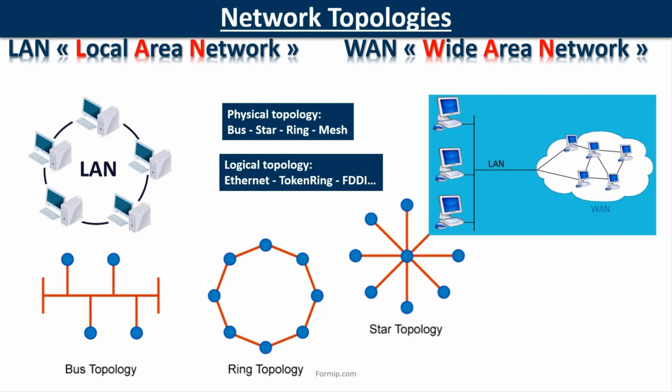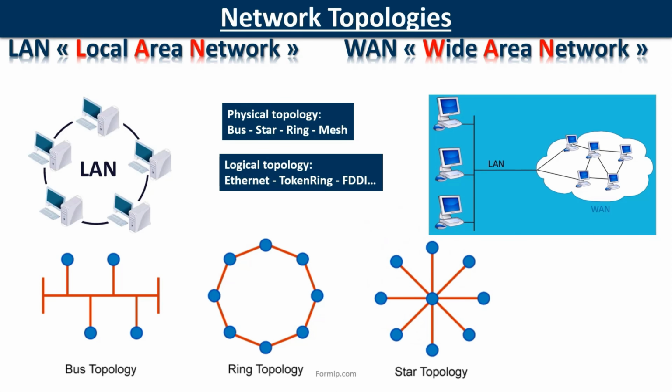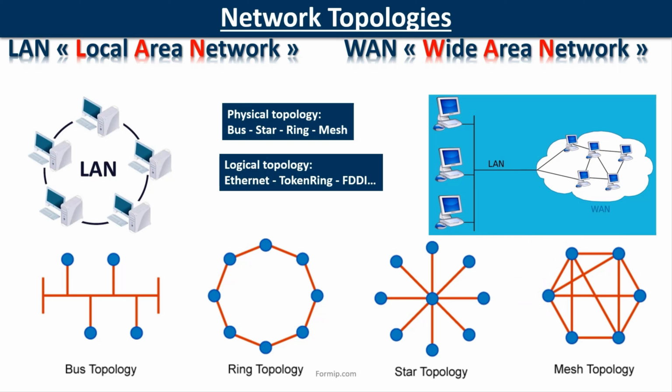We have the star topology. This is actually the most common topology. A central device, often a switch, connects computers and other devices in the network. And then there are mesh topologies. In a mesh topology, each network device is wired with many others. This allows for redundancy and better reliability.